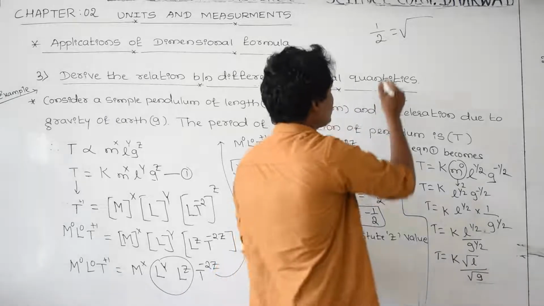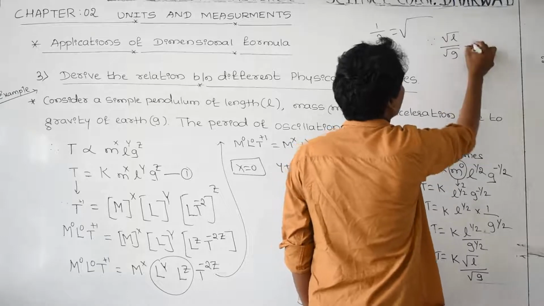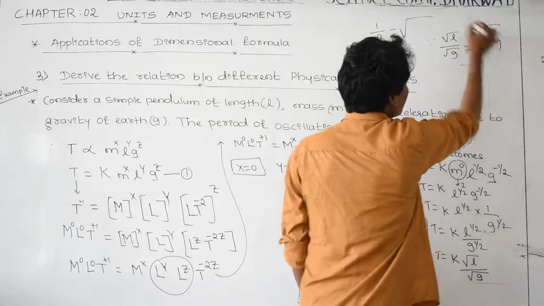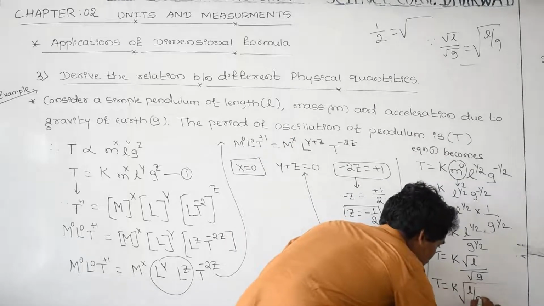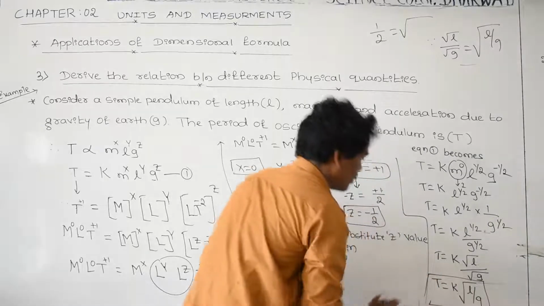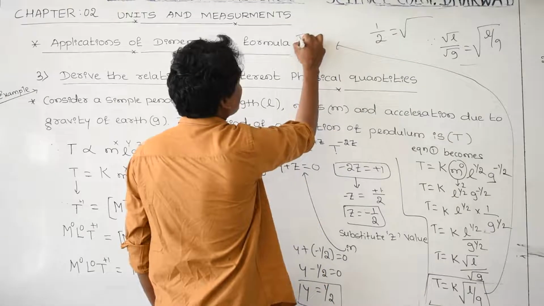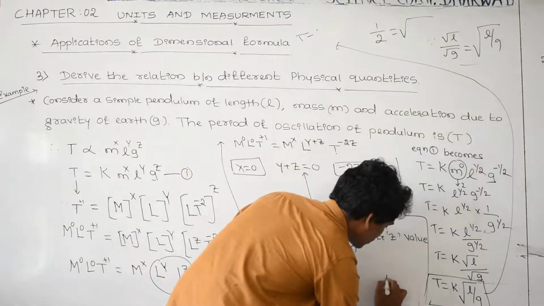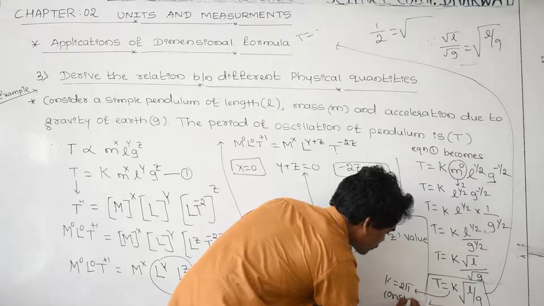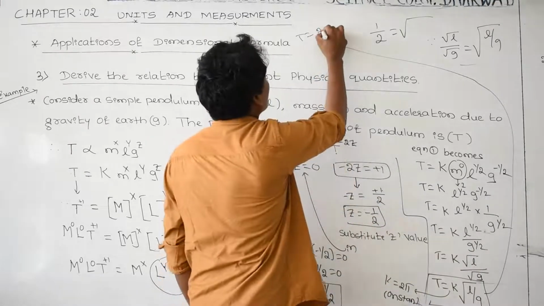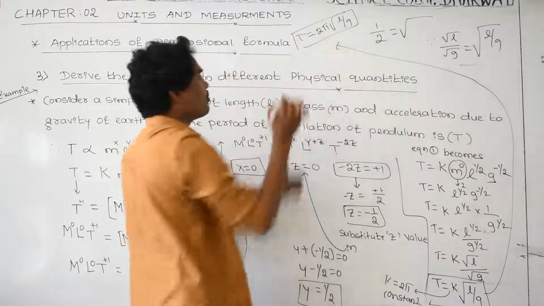This can also be written as root of L by g. Both mean the same. T is equal to k into root of L by g. Here, k is a constant. K is equal to 2 pi, that is a constant. So T is equal to 2 pi root of L by g. This is the formula.